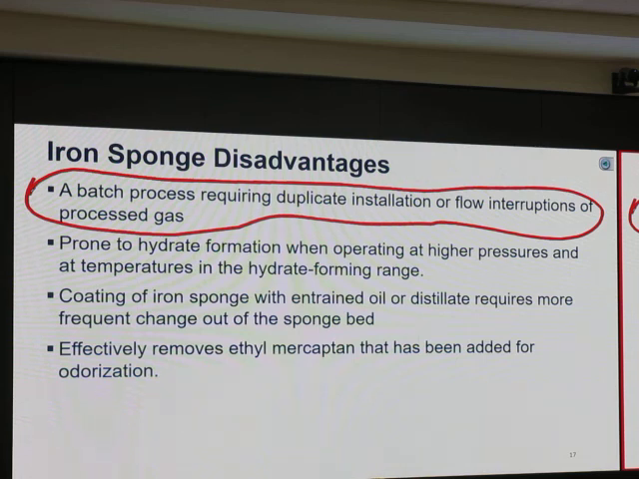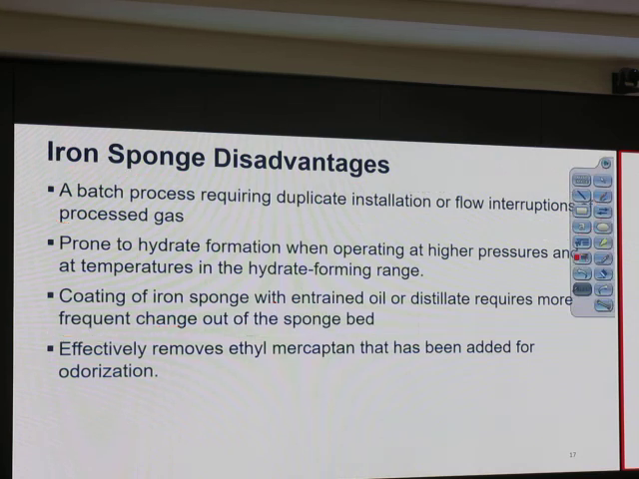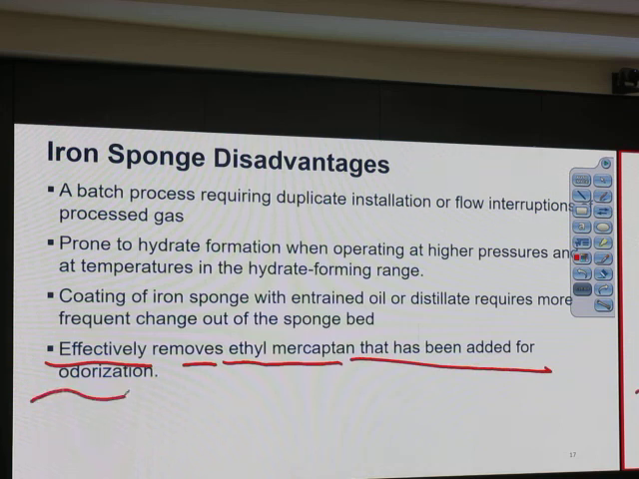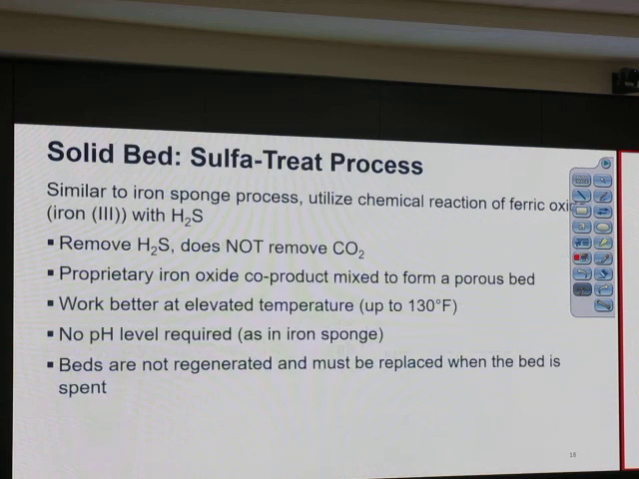Coating of the iron sponge with entrained oil requires more frequent change of the iron sponge bed. So whatever comes in shouldn't have oil. If it has oil, we have to change it. It effectively removes ethyl mercaptan. Is that good? But mercaptan is added for odorization, so you can smell it. So these are the disadvantages.